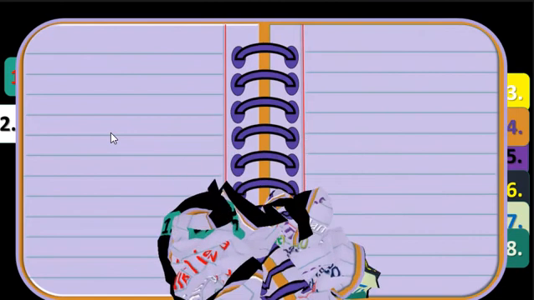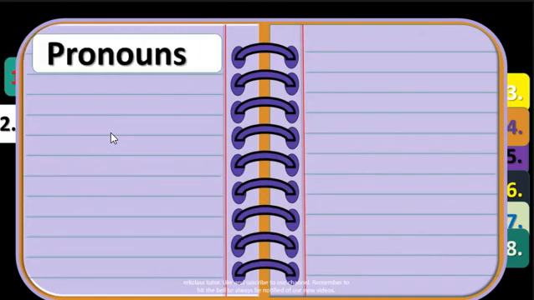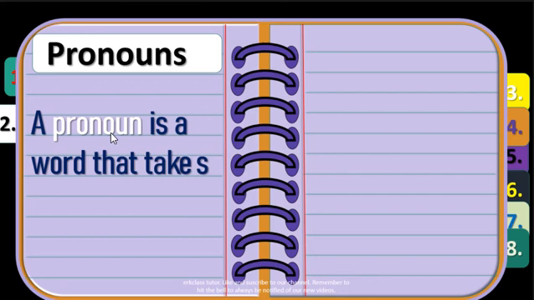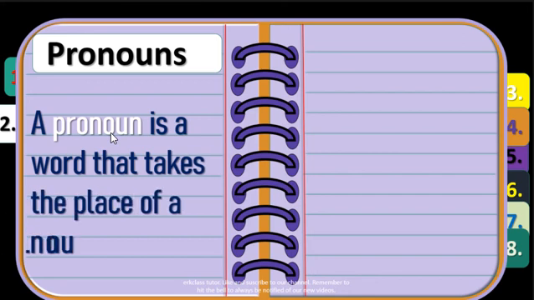The next group, the pronouns. A pronoun is a word that takes the place of a noun. That means a pronoun replaces a noun in a sentence to avoid repetition of the noun.